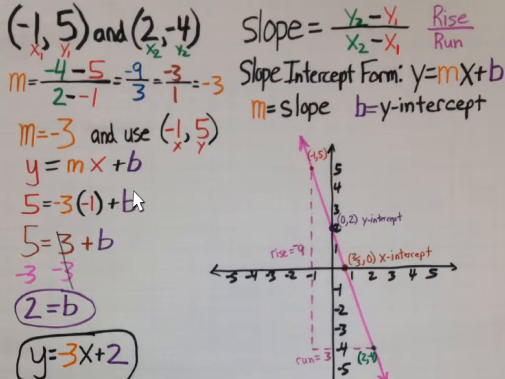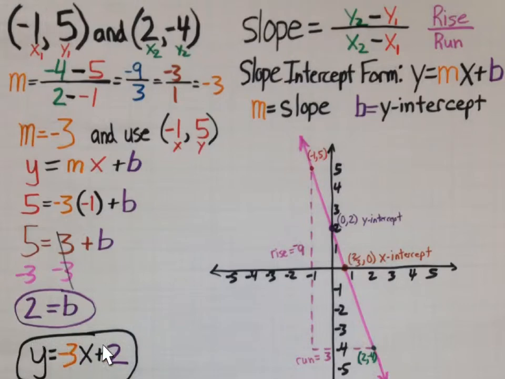b is what's left over here. So what I want to do is find b. When I multiply this, it gives you positive 3. You minus the 3 over. 5 minus 3 is 2. So I now have b equals 2, or 2 equals b, which is the same as b equals 2. So my b value is 2. My m value is negative 3.